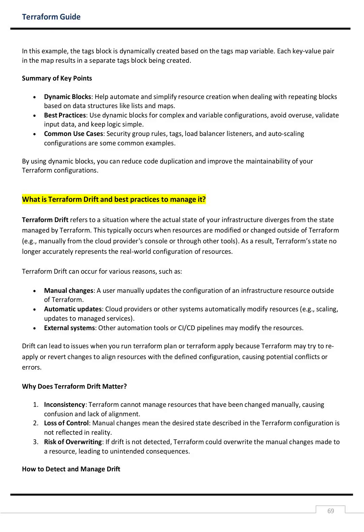Why does Terraform drift matter? 1. Inconsistency. Terraform cannot manage resources that have been changed manually, causing confusion and lack of alignment. 2. Loss of control. Manual changes mean the desired state described in the Terraform configuration is not reflected in reality. 3. Risk of overwriting. If drift is not detected, Terraform could overwrite the manual changes made to a resource, leading to unintended consequences.